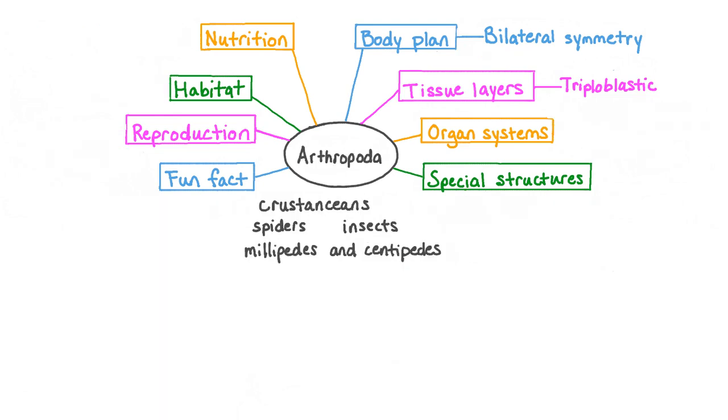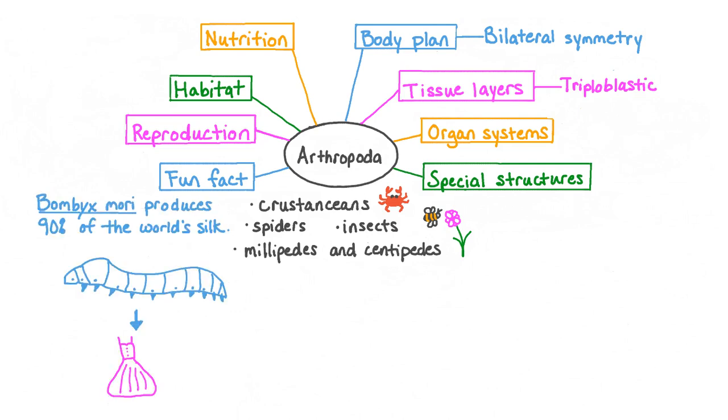Arthropoda is an extremely diverse phyla and includes crustaceans, spiders, insects, and millipedes and centipedes. Many of its members are essential to human life. Crustaceans such as shrimp and crabs provide a direct food source. Insects pollinate our crops, and spiders and silkworms produce silk.